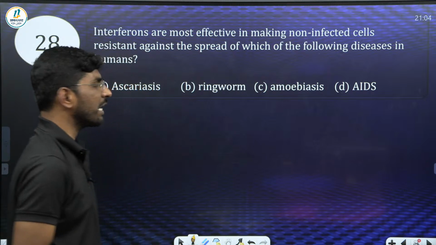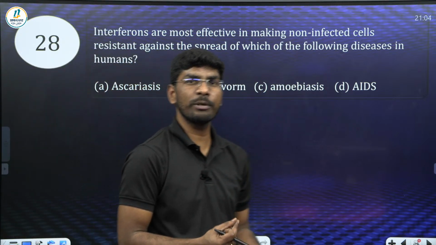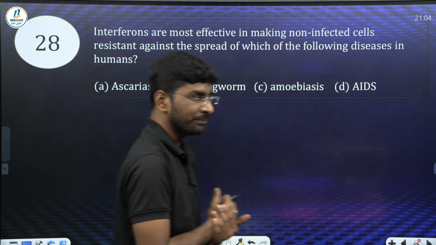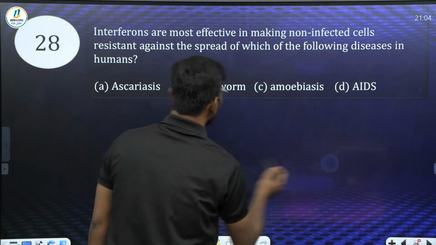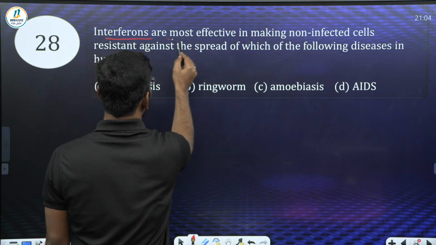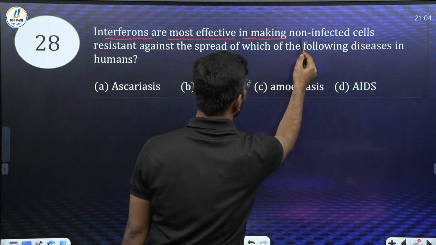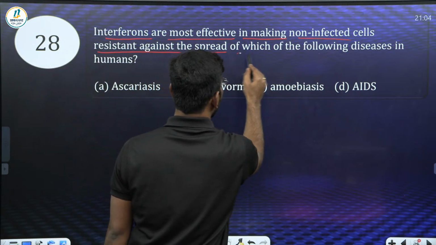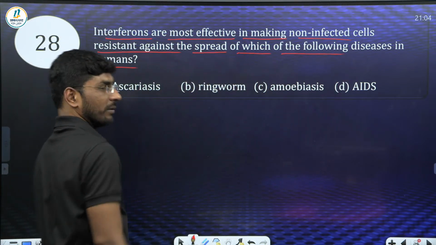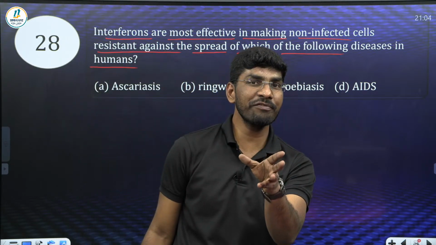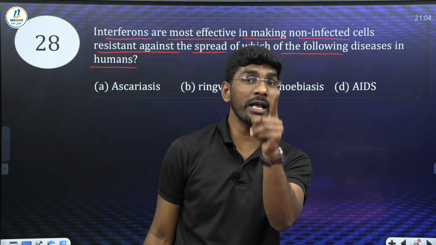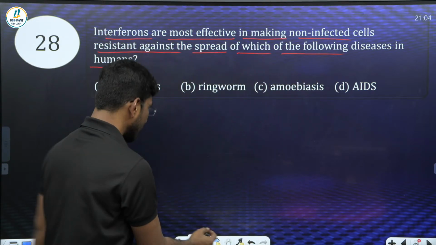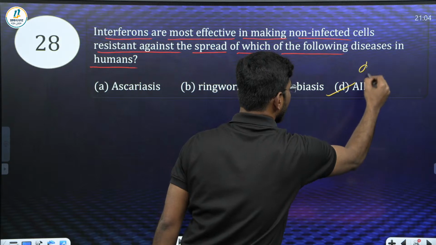Next question. Very easy. This question is from human health and disease. You need to think a little. Come on, try. Look here. Interferons are most effective in making non-infectious cells resistant against the spread of which of the following diseases in humans? Interferons are proteins released by virus infected cells, right? Very good. So the answer will be HIV AIDS.